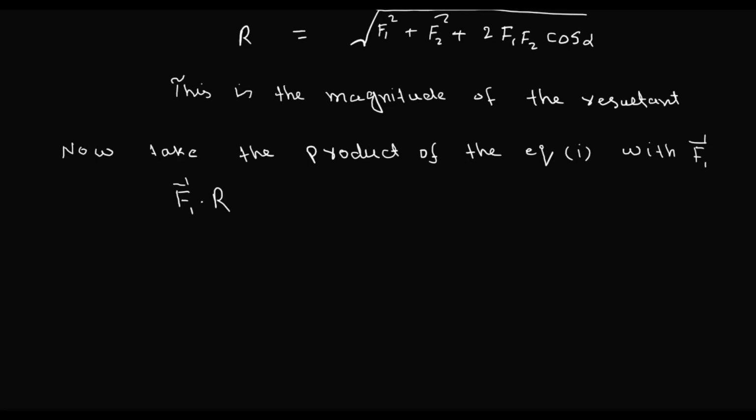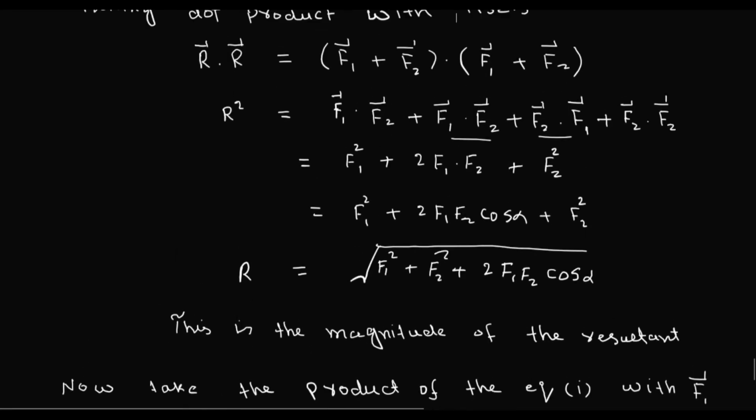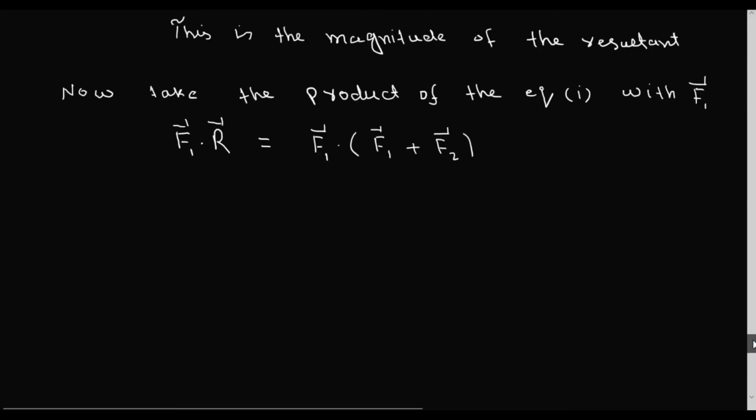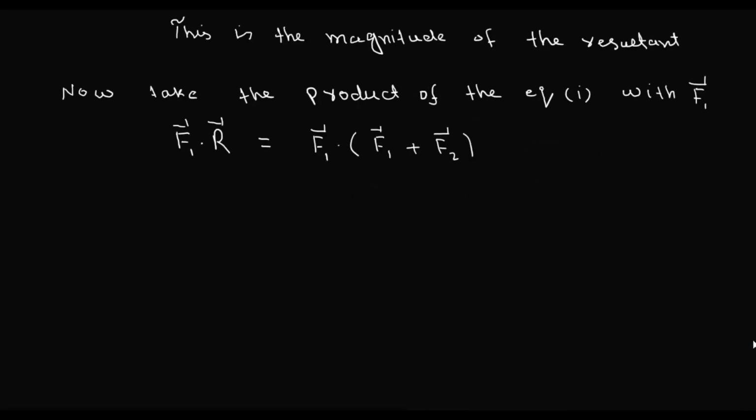So F1 dot R is equal to F1 dot (F1 plus F2). We are taking the dot product with F1. We name this equation 1, and we name the second equation R.